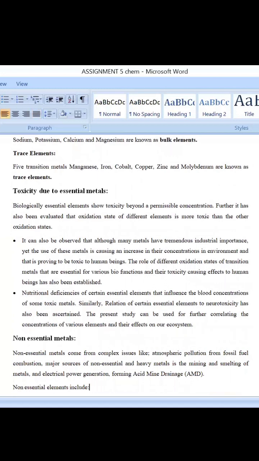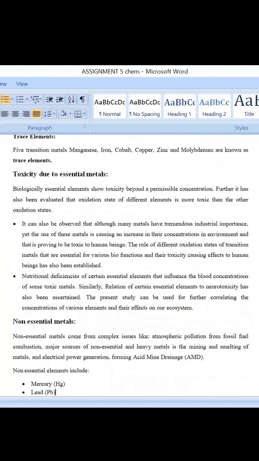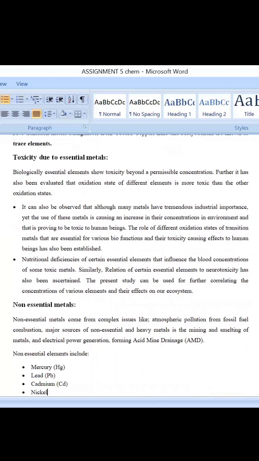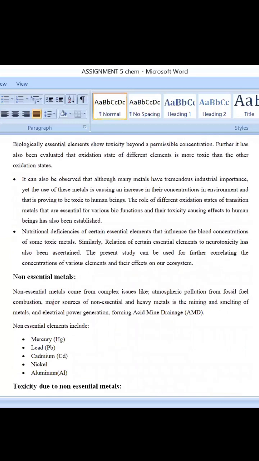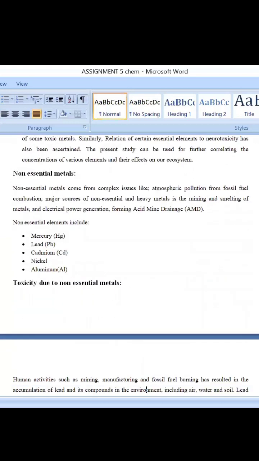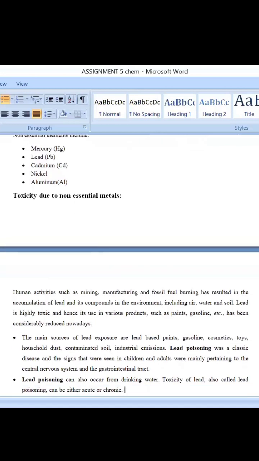Non-essential metals come from complex issues like atmospheric pollution from fossil fuel combustion. Major sources of non-essential and heavy metals are the mining and smelting of metals and electrical power generation, forming acid mine drainage (AMD). Non-essential elements include mercury, lead, cadmium, nickel, aluminium. Toxicity due to non-essential metals.